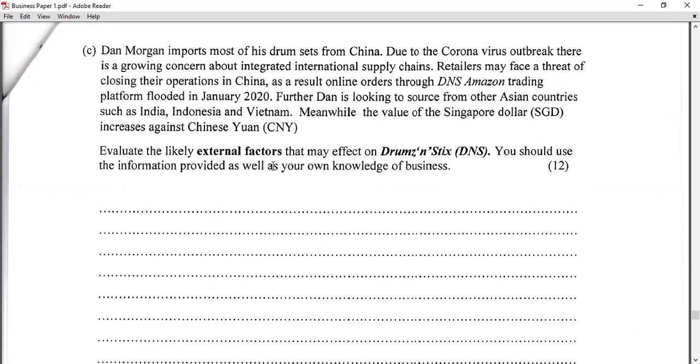When you're writing your answer, you can plan so many things. For the 12 marker, I'll explain the structure again. You should come up with an introduction paragraph or definition paragraph: what is meant by an external factor? You can give examples of external factors. External factors mean the external environment, the factors which are out of the control of the business. In this case, D and S are affected by many external factors, such as the technological environment, such as the Amazon trading platform, and the economic environment, such as import and export difficulties, and then foreign currency appreciation.